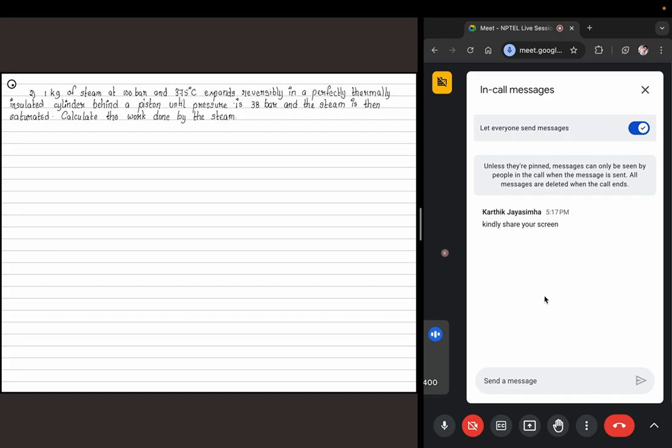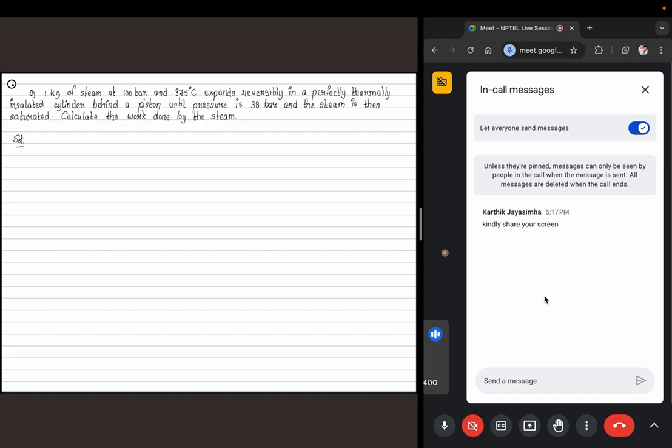All of these are very straightforward problems if you can look up the steam tables. So for example, the second problem: you have 1 kilogram of steam at 100 bar pressure and 375 Celsius, and it expands reversibly in a perfectly thermally insulated cylinder behind a piston until the final pressure is 38 bar and the steam is then saturated. Calculate the work done by the steam.